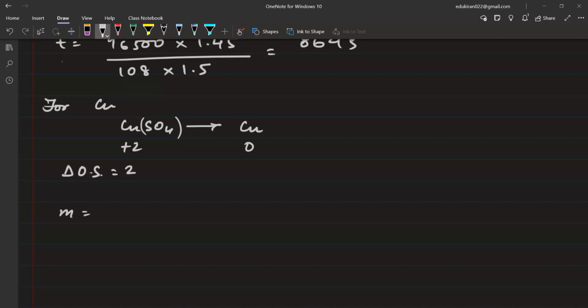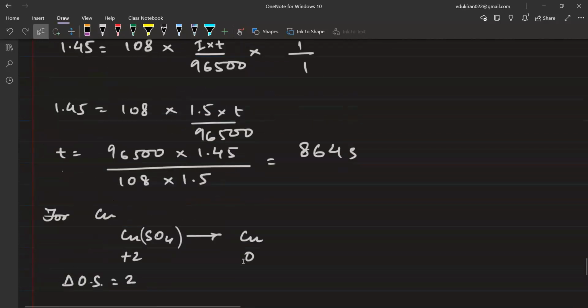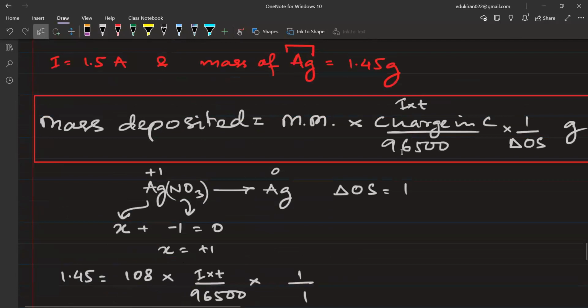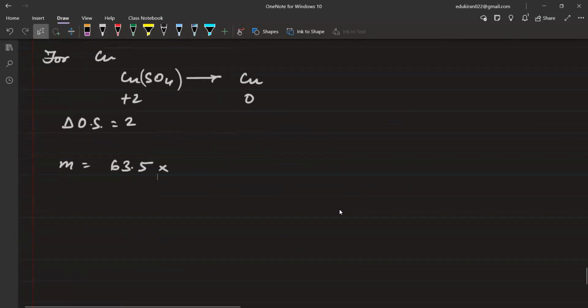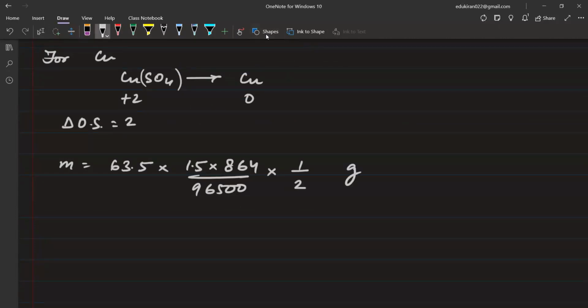Molar mass of copper is equal to how much? What is the molar mass of copper? 63.5 into what? Charge in coulombs. Charge in coulombs क्या है आपके पास? I into T. What is I? I is equal to 1.5. Time is equal to 864. We have just calculated. Divide by 96500, multiplied by 1 upon how much? 1 upon 2. ये आपके ग्राम्स में.